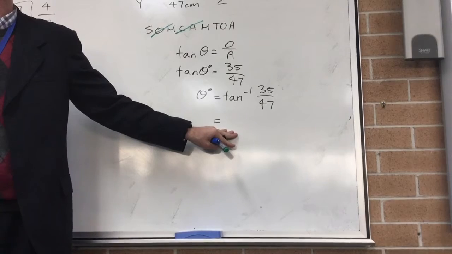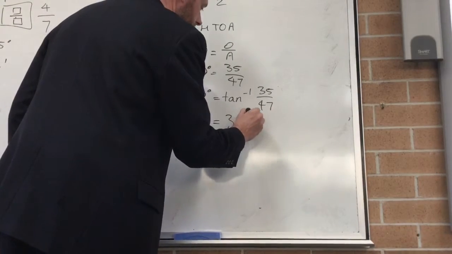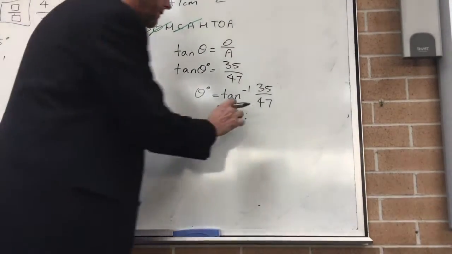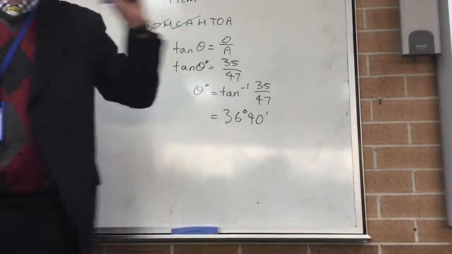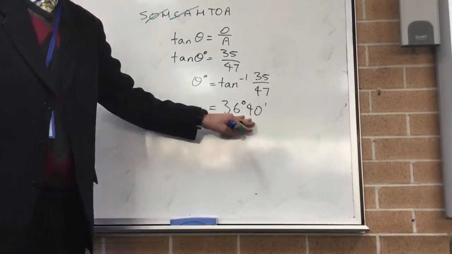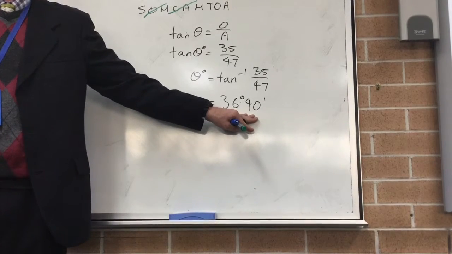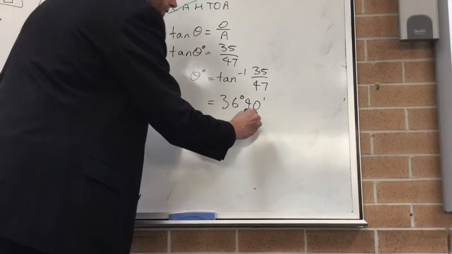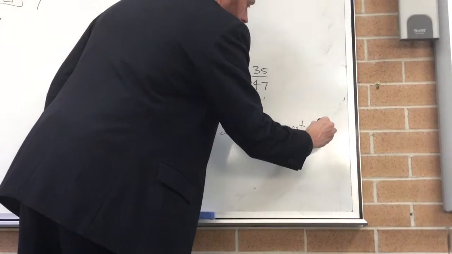Yep. 36 degrees 36, and 40. As in 40 seconds or 0.40? 40 minutes. So it's 36 degrees, 40 minutes. But the question asks me, and make sure you always double check your question, to find it to the nearest degree. 40 minutes is more than 30. So that means we actually round up to 37 degrees to the nearest degree.